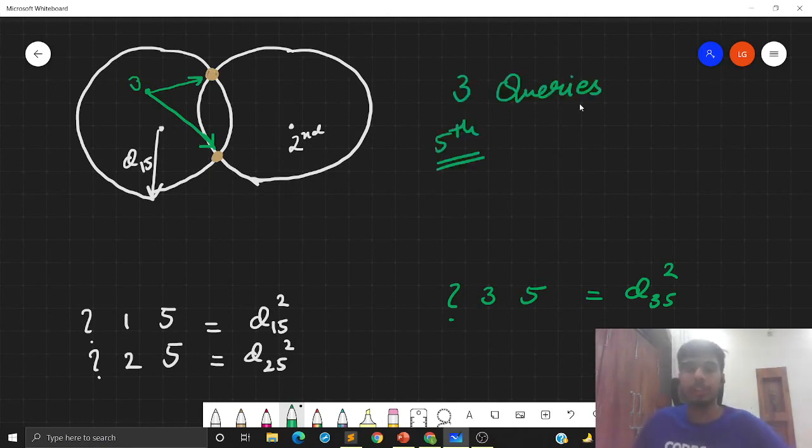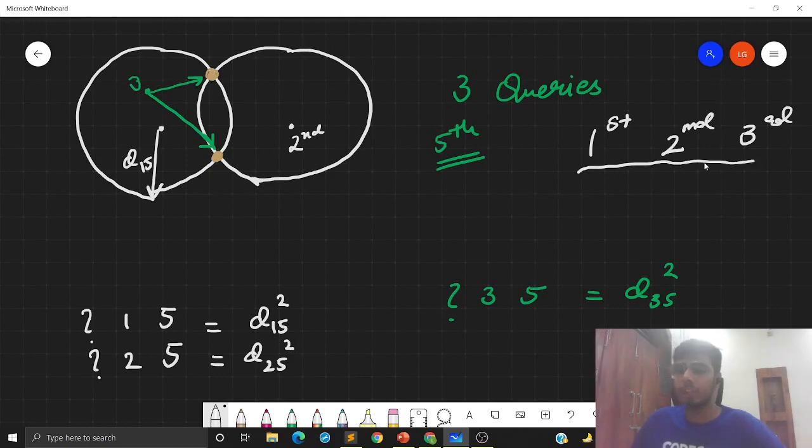So in three queries, I will be able to find out the exact coordinates of the fifth point. But I need something as a prerequisite for this. What do I need? I need the coordinates of the first, second, as well as the third point, right? If I have the coordinates of these points, then I can find the coordinates of the fifth point in three queries.